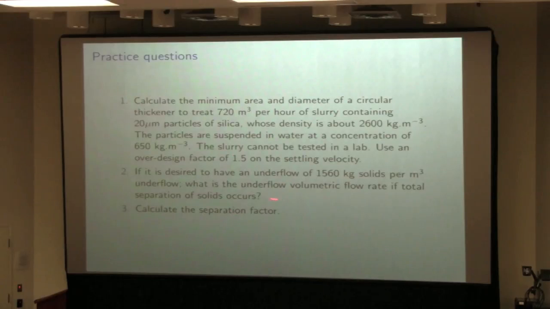Then you will calculate what the underflow volumetric flow rate is based on a simple balance, and then you'll calculate what the separation factor is, which was that number we introduced back on Tuesday. So let's work on that for the next 3, 4, 5 minutes, and then I'll go through the answers.